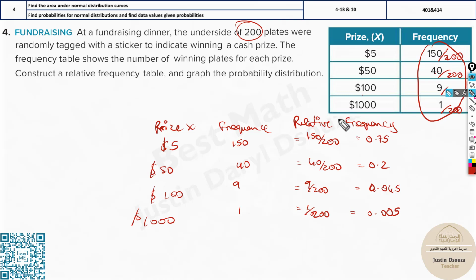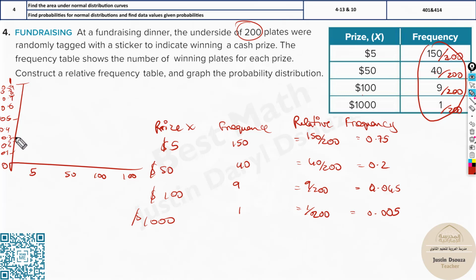But now what next? You need to graph it as a probability distribution. The x-axis is here: $5, 50, 100, 1000. Now here you cannot go more than 1. See, 1 is the maximum, 0 is over here. This is like 0.5, 0.6, 0.7, 0.8, 0.9. Same way you can write the other values here. It's not accurate, but you need to do it accurately with even spacings.